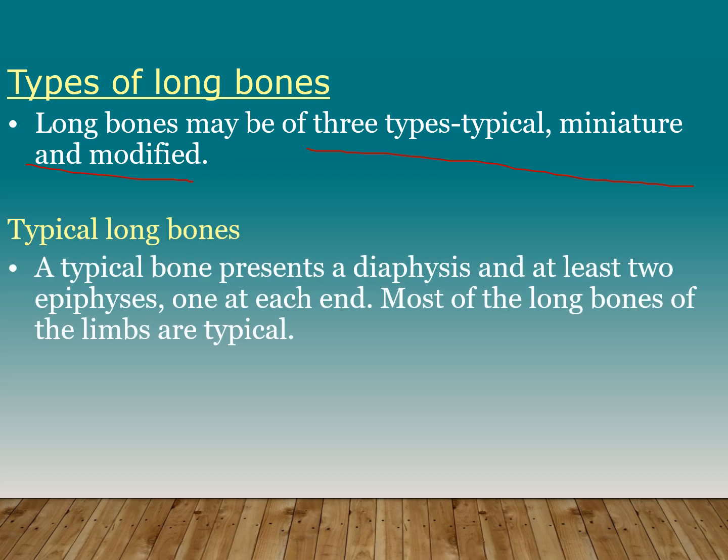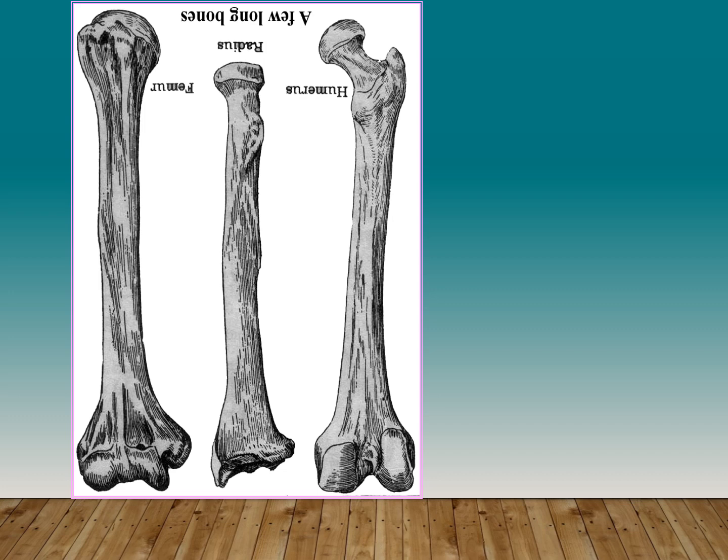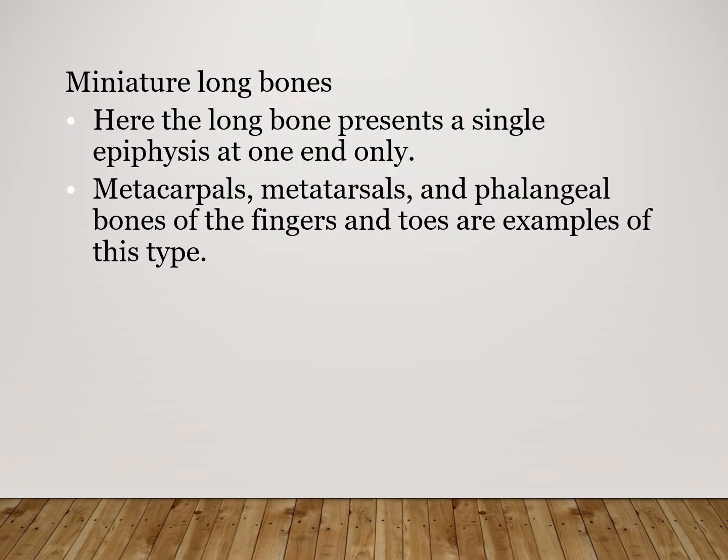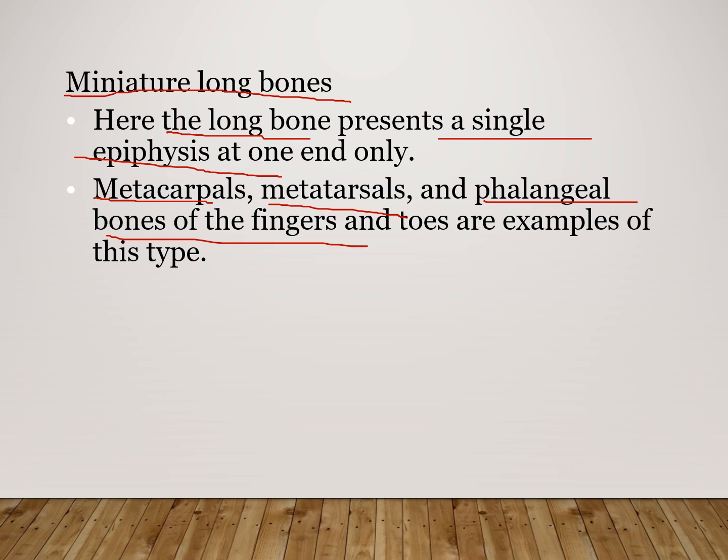Typical long bone presents a diaphysis and two epiphyses. Most of the long bones come under this typical. This is femur and this is radius and this is humerus. Miniature long bones are very interesting. Here the long bone presents a single epiphysis at one end only. You see metacarpals, metatarsals in the articulated hand and articulated foot. Then the phalanges also come under these miniature long bones.